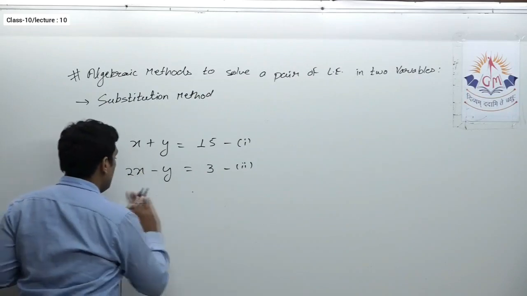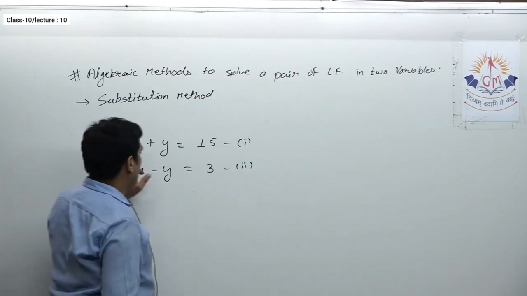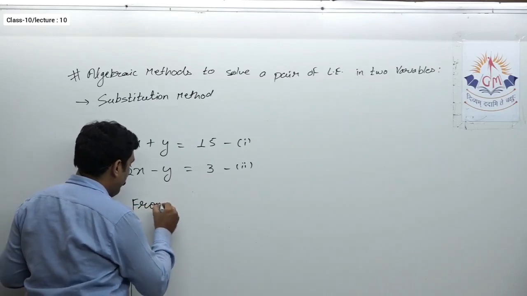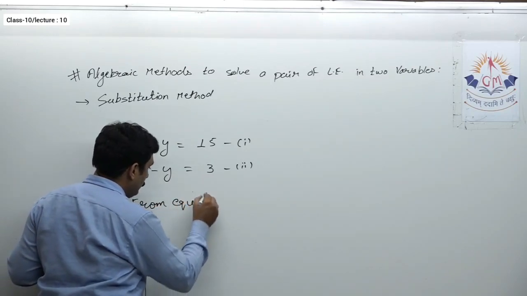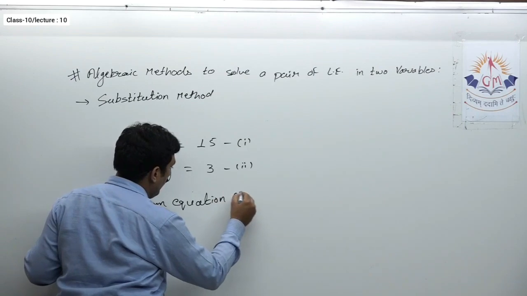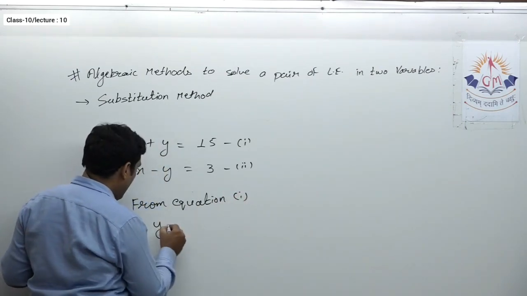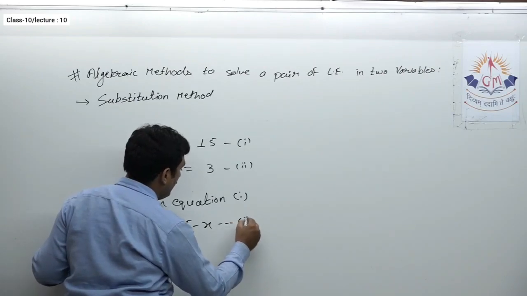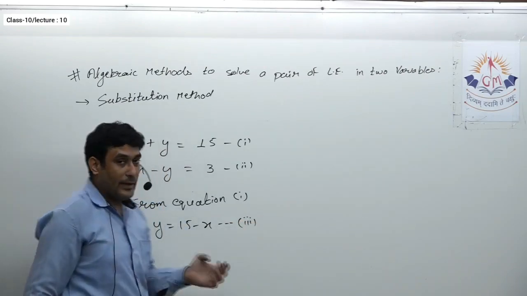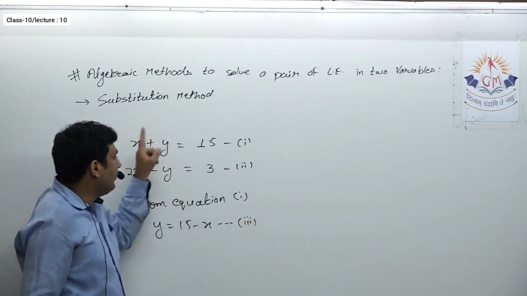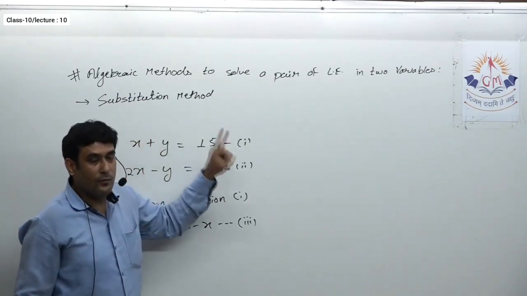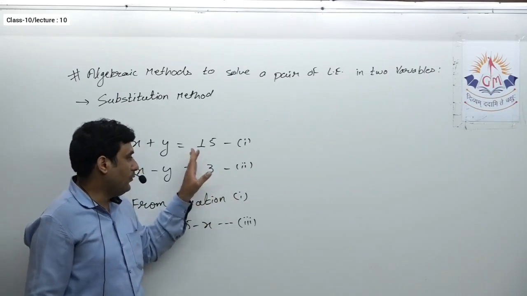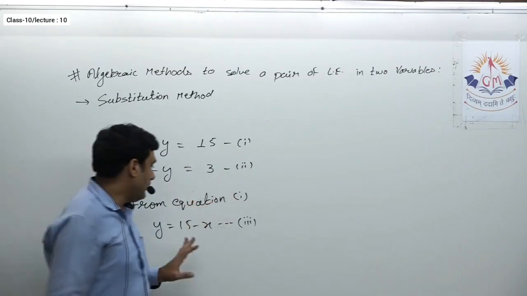So here suppose I am finding the value of y from equation 1. So I can write from equation 1, y is equal to 15 minus x. Let it be equation 3. Again, I am repeating what I did: I got the value of one variable in terms of another variable from one of the equations, either from 1 or from 2, it doesn't matter.